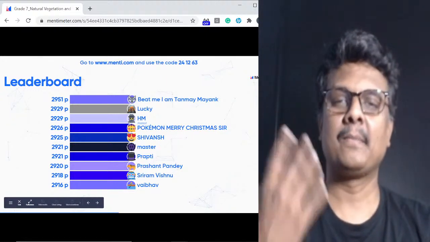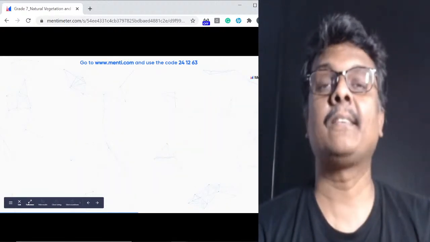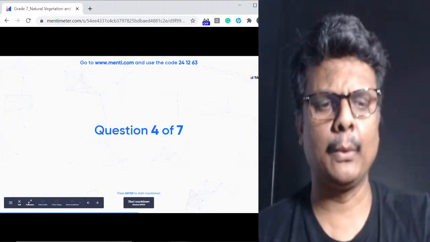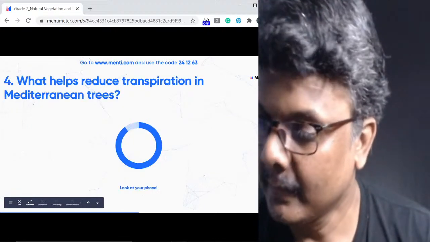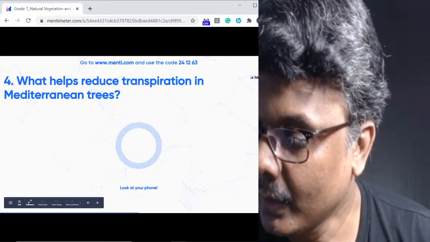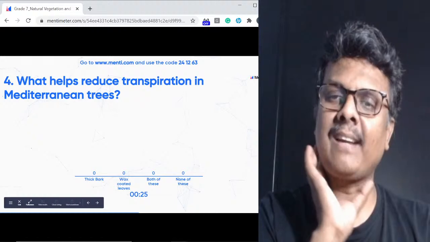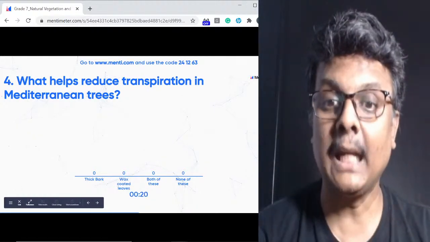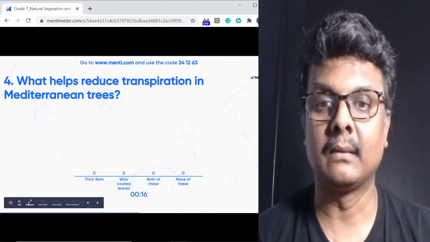Top 5: Shivan, Master, Prapti, Prashant, Sriram, and Vaibhav. 6, 7, 8, 9, 10. Question number 4, 3 more to go. What helps reduce transpiration in Mediterranean trees? Thick bark, wax-coated leaves, both of these, none of these.